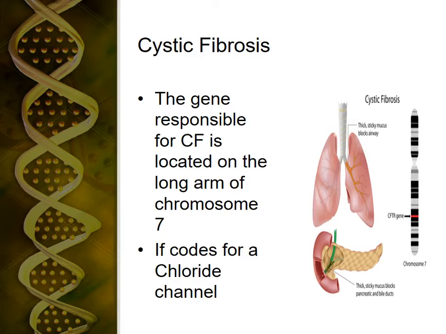Cystic fibrosis is caused by a gene located on the long arm of chromosome 7. It codes for a chloride channel in cells.